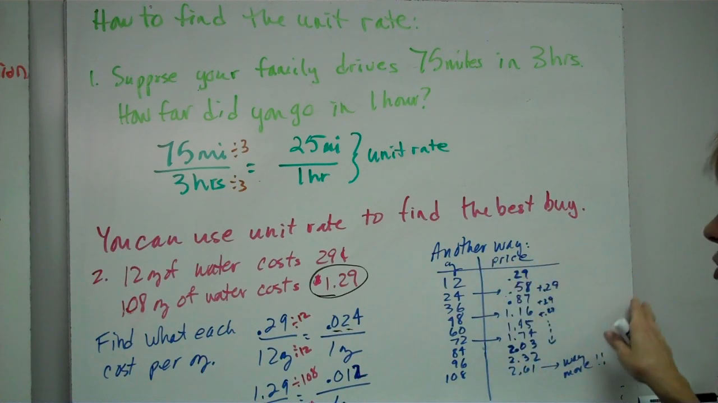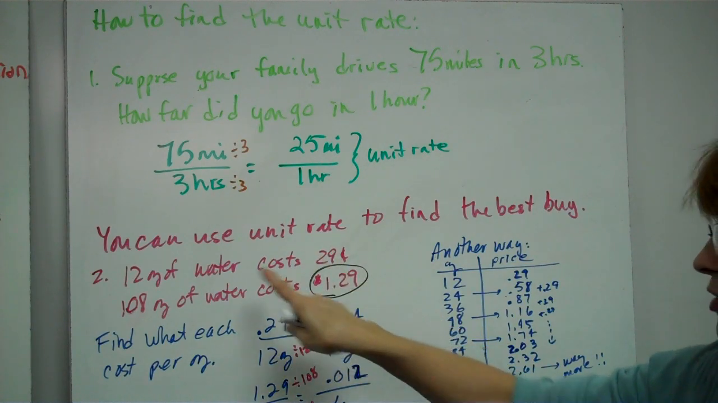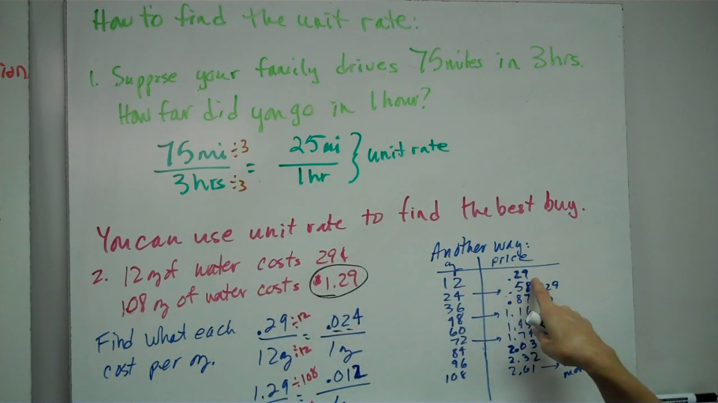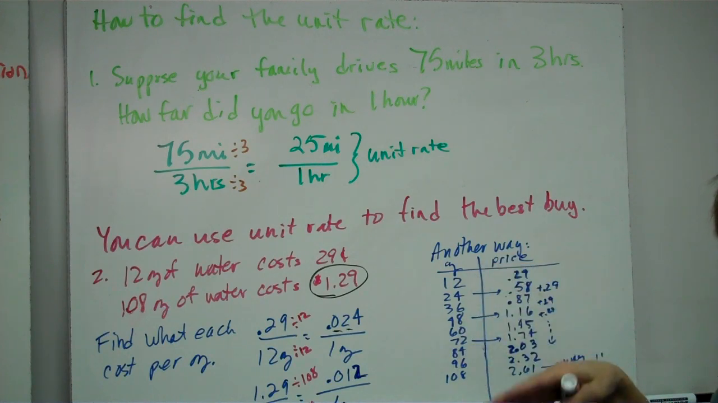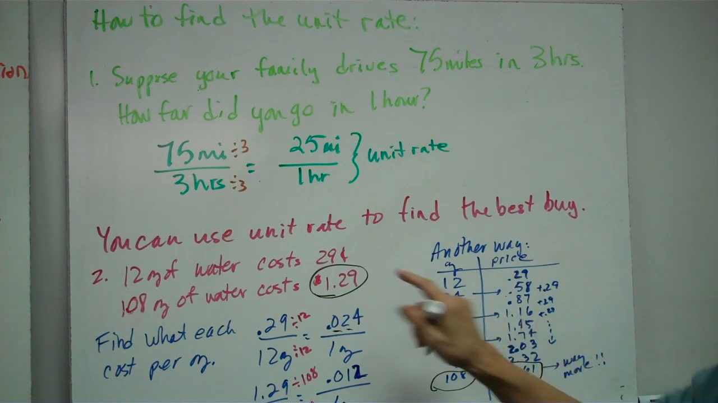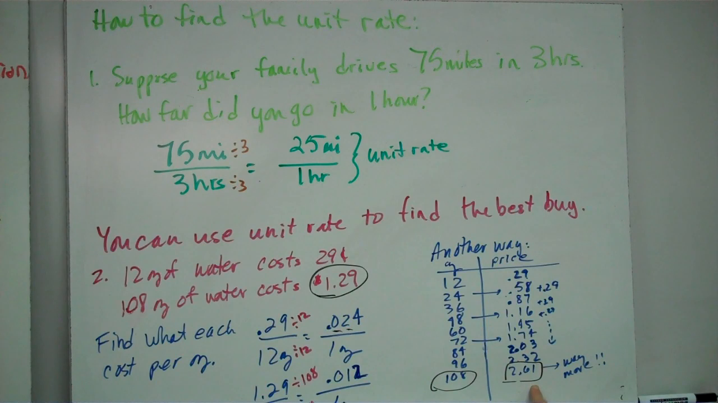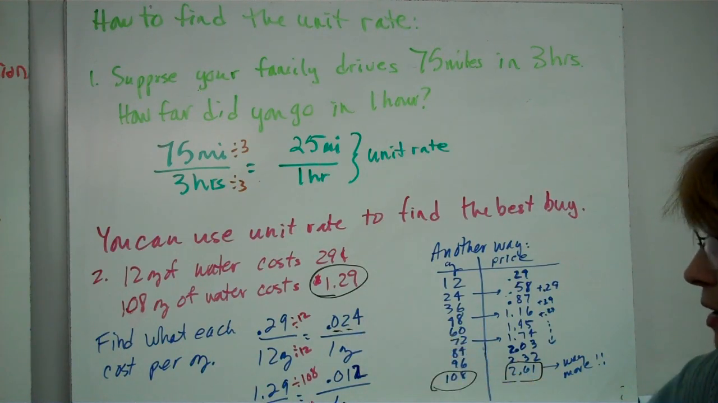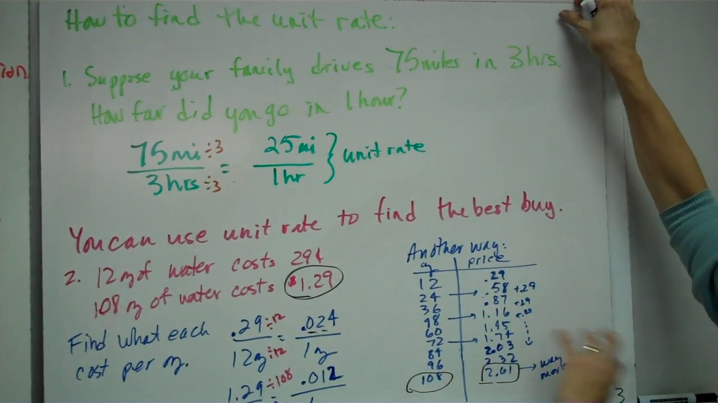Another way you can do it is to make a chart, where you have the ounces on one side and the price. And you take one of these. I took the smaller one. For 12 ounces, it's 29 cents. So each time I added 12 ounces, I added 29 cents, because each 12 ounces was 29 cents. And when I got to 108, look how much it would be. If I had gotten 108 ounces of the 12-ounce container, I would have had to pay $2.61, which is way more than the $1.29 for that 108-ounce container. So that's another way to see which one is going to be a better buy.